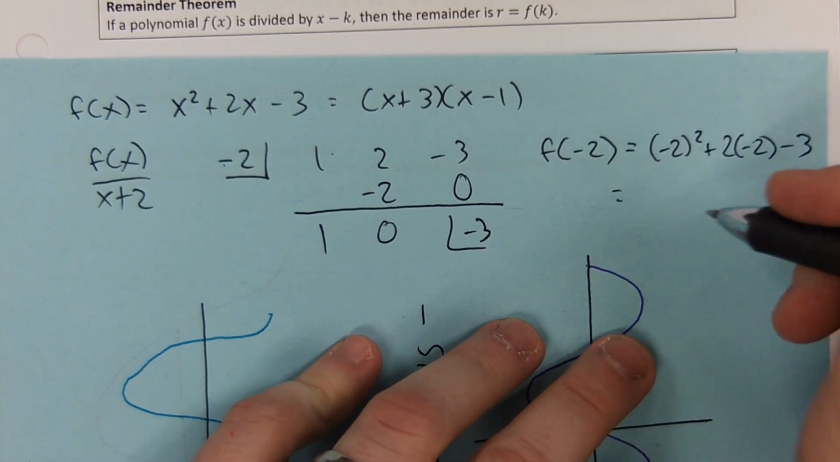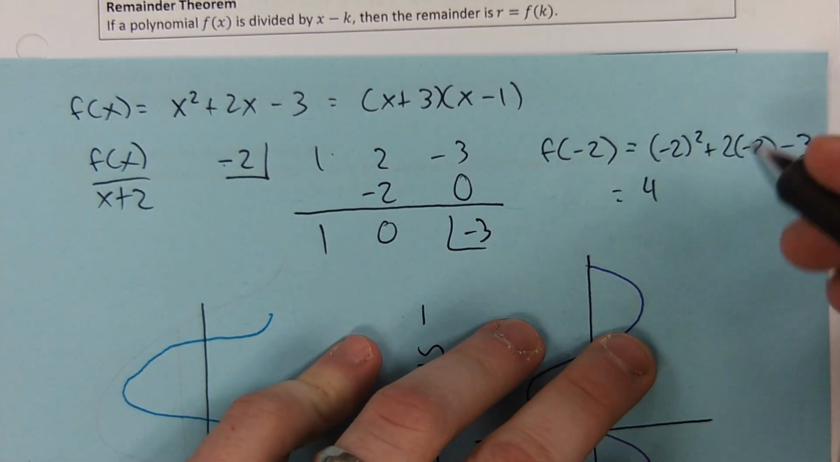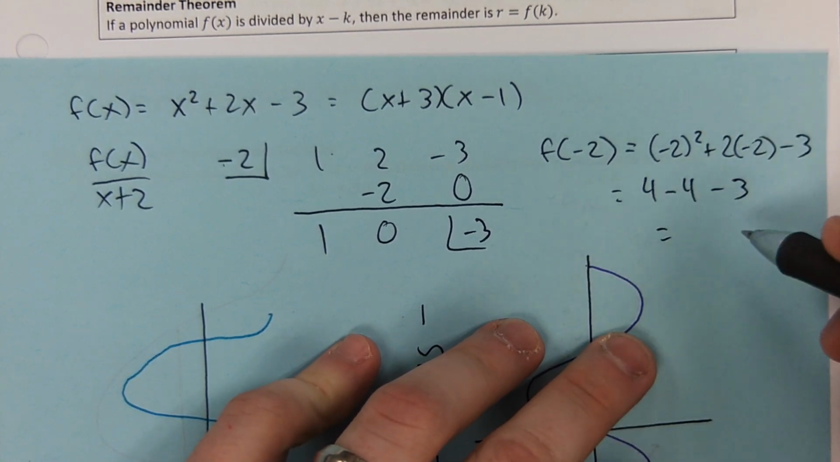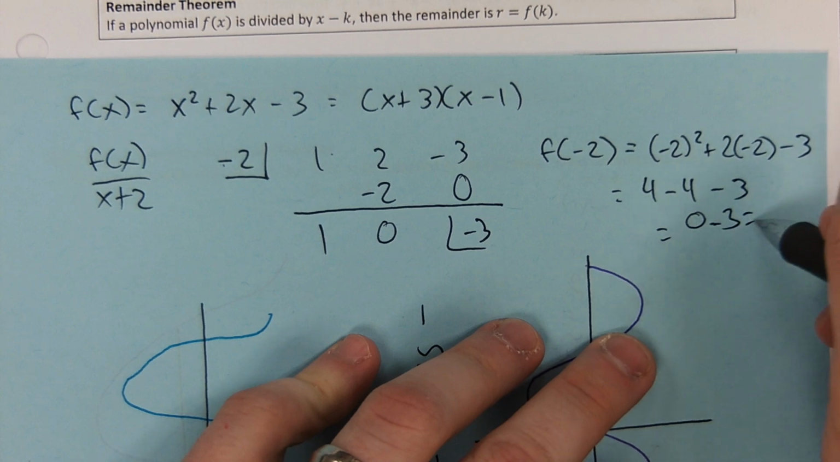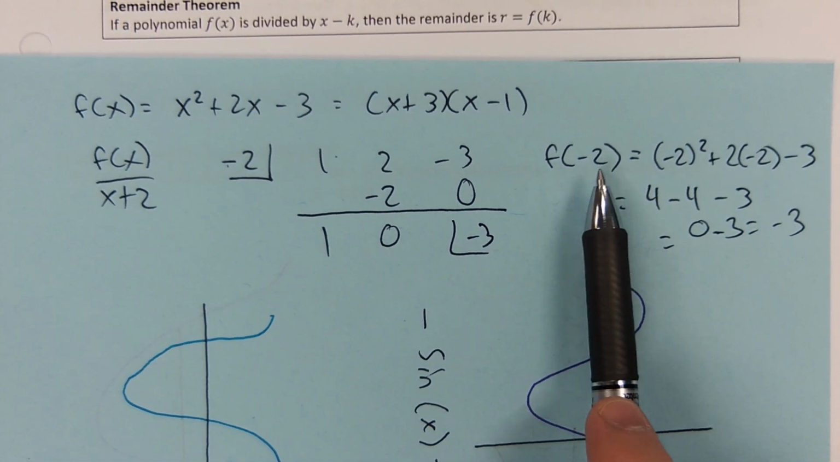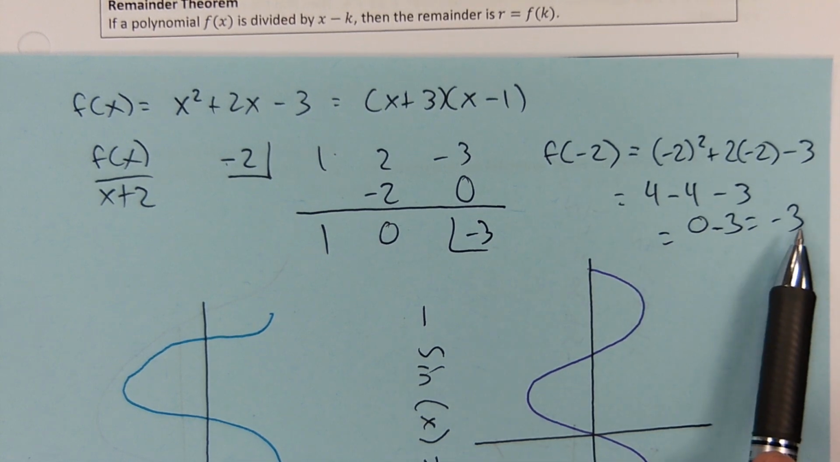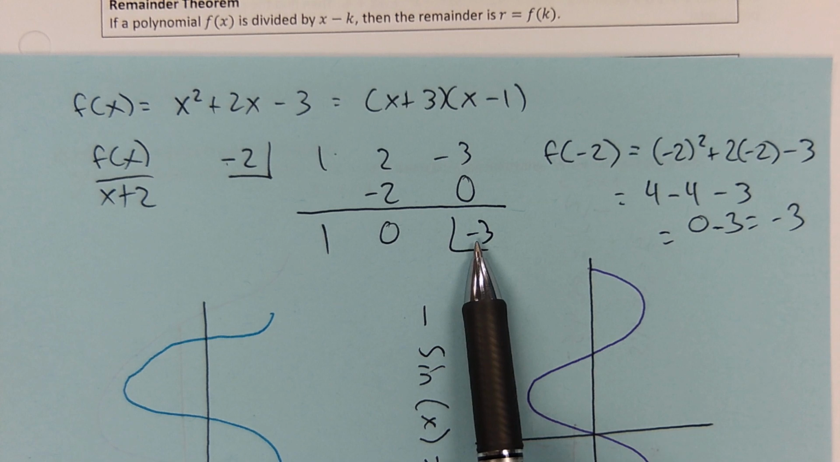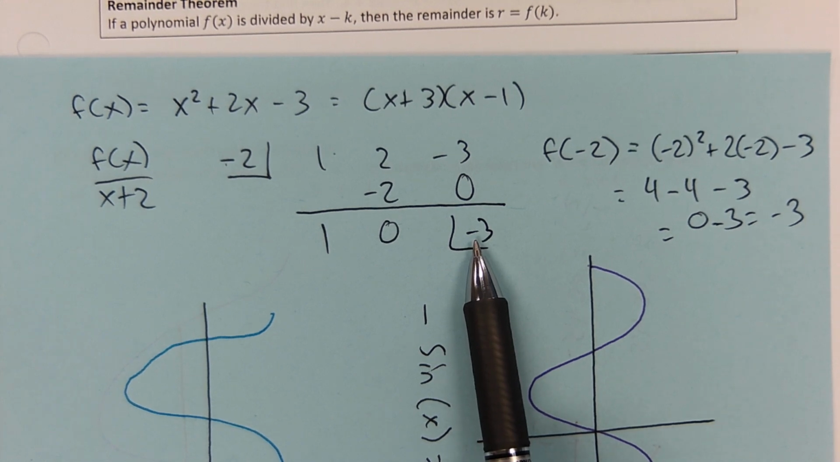Negative 2 squared is 4. 2 times negative 2 is negative 4. 4 minus 4 is 0. And 0 minus 3 is negative 3. See, the remainder theorem got us the remainder of negative 3, bypassing any synthetic or long division.